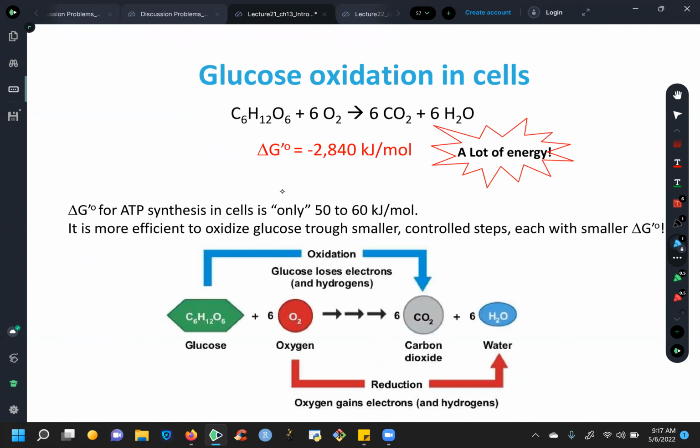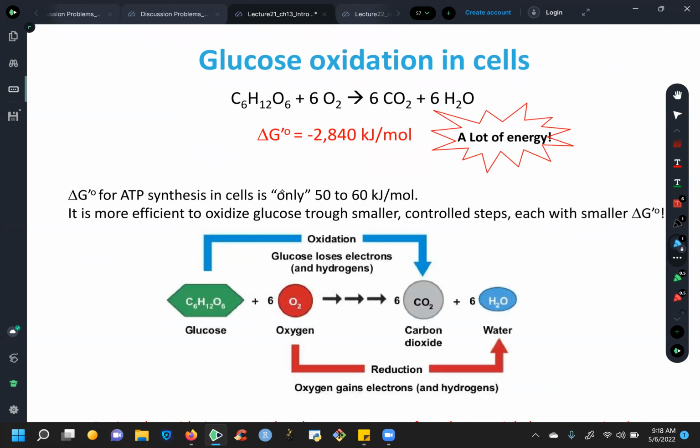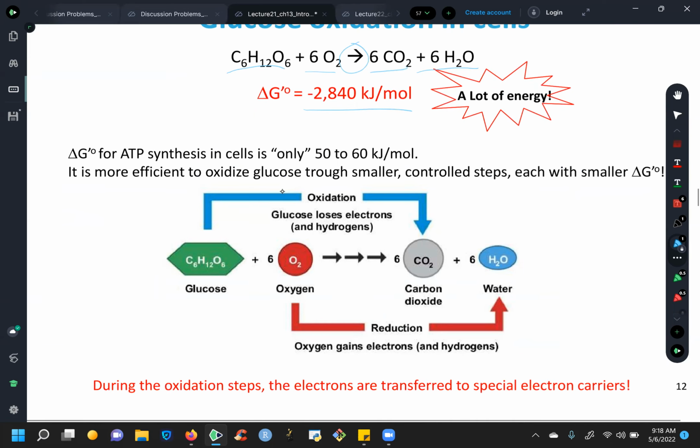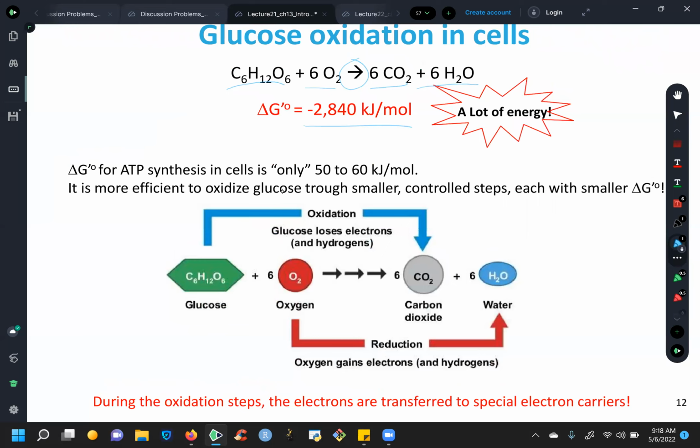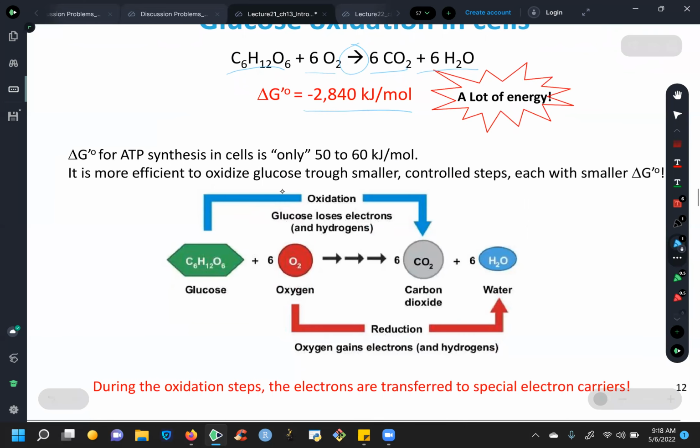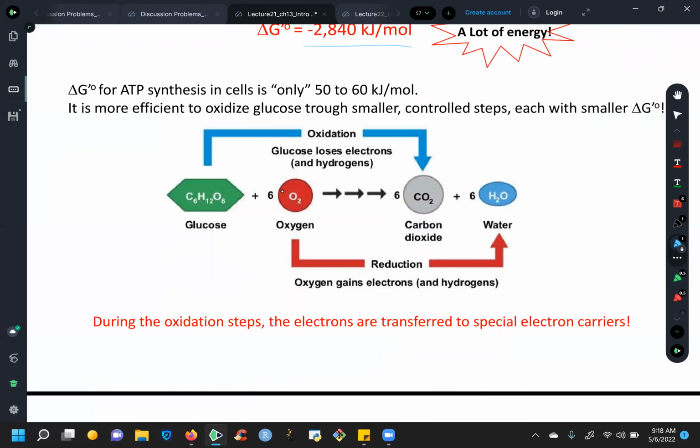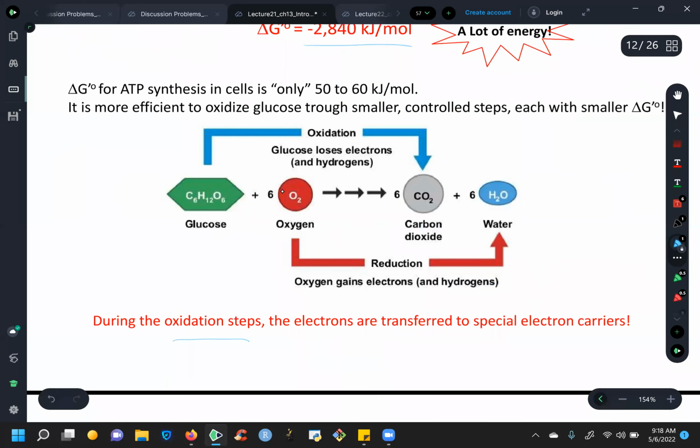Glucose oxidation in cells. Glucose, a molecule with 6 oxygens, gives you 6 carbon dioxides and 6 waters. Glucose oxidation has this much energy if you break all the bonds, but we don't want to break all the bonds. We want to break glucose down into pyruvate, and we want pyruvate to keep that energy in the bonds so that we can make ATP. During the oxidation steps, the electrons are transferred to special electron carriers, and we've talked about those before, NAD, FAD.